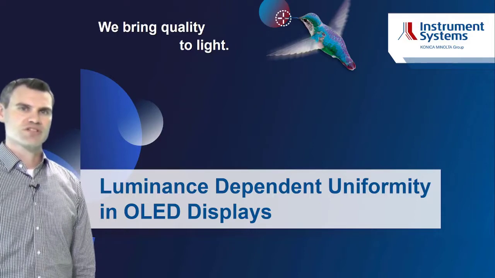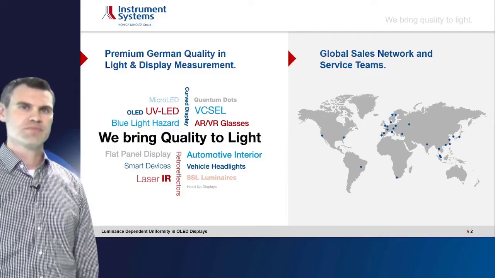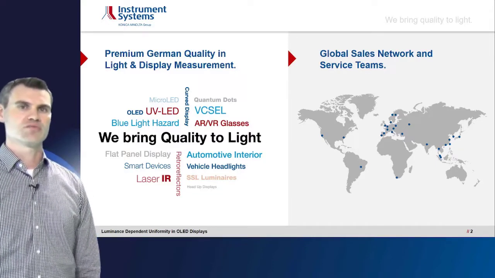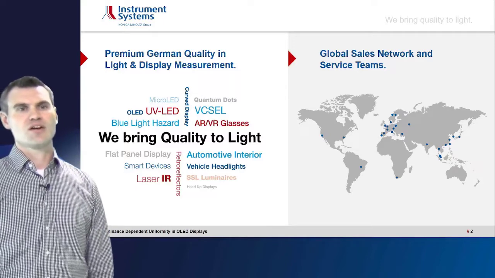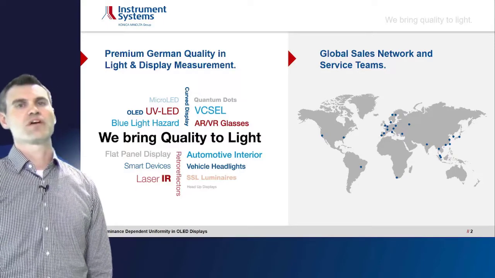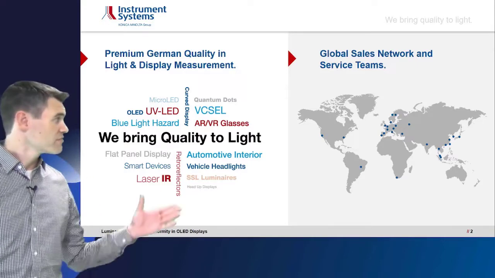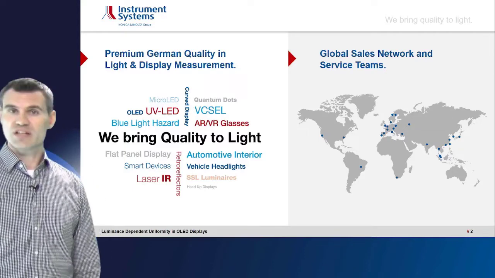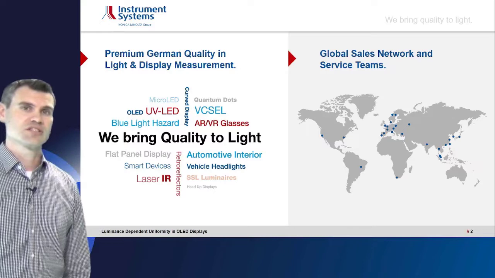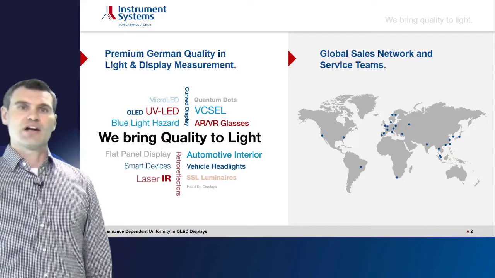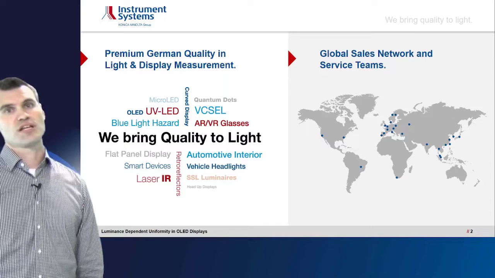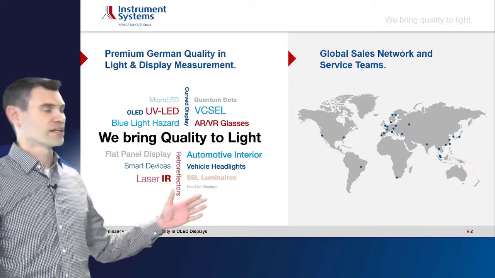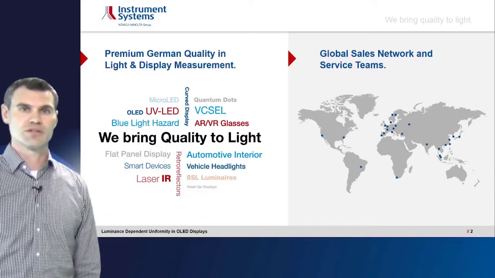Before we start with the presentation, just a few words on our company. Instrument Systems is a German company working on the development, the production and the sales of light and display measurement devices with high accuracy. Main application fields are all kind of display testing, AR, VR, VCSEL testing, automotive applications and many more. Our headquarters is in Munich, Germany, and we have also sites in Berlin and Korea. And besides that, of course, a lot of sales and service partners distributed all around the world.